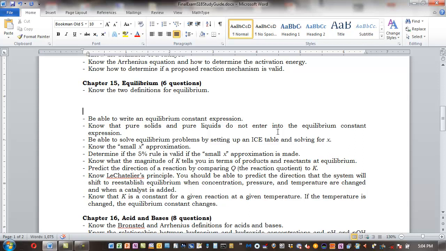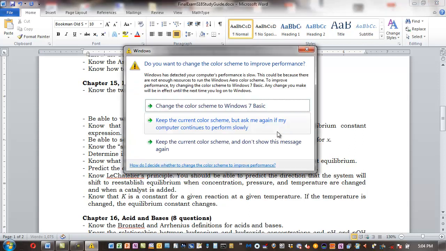All right. So chapter 15 is the general equilibrium chapter. This is a chapter before we got to acid-base equilibrium. So this set up what equilibrium is, how you do the equilibrium expression, how you do an ice table, what Le Chatelier's principle is, what the reaction quotient is, all that good stuff. You saw that stuff repeatedly in the other chapters, but this is where you first saw that.